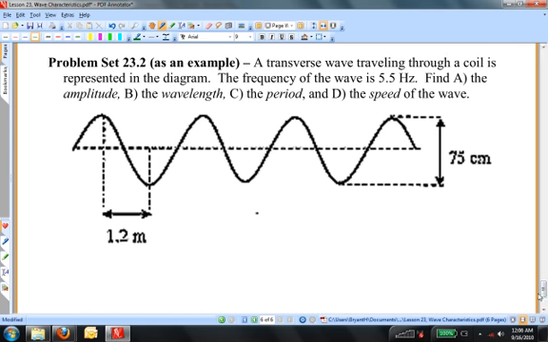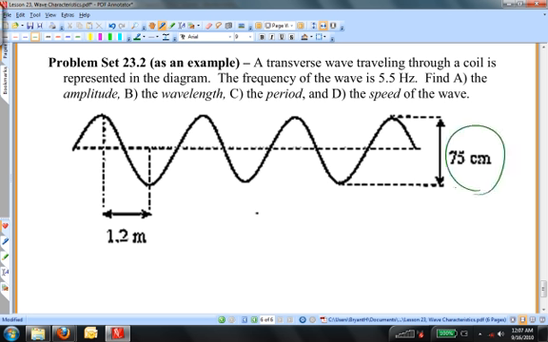Next problem, 23.2. A transverse wave traveling through a coil is represented in the diagram. The frequency of the wave is 5.5 hertz. You've got several things that you've got to find. A, the amplitude, B, the wavelength, C, the period, and D, the speed. This basically tests, do you know what the different parts of a wave are, and can you look at a wave diagram and tell what the different parts are?